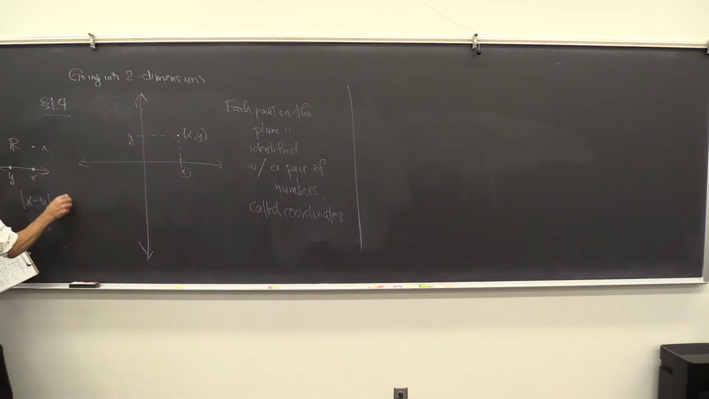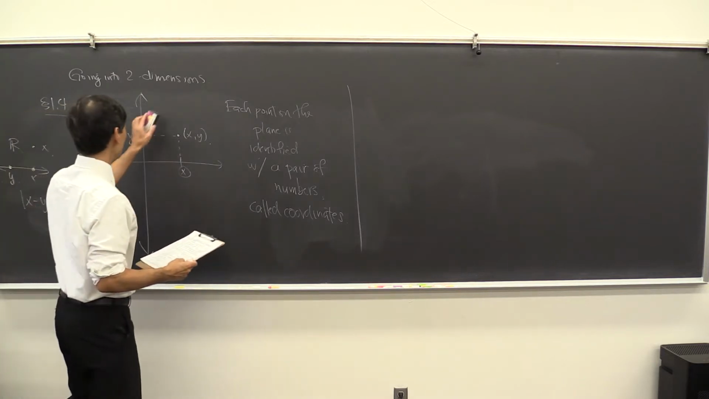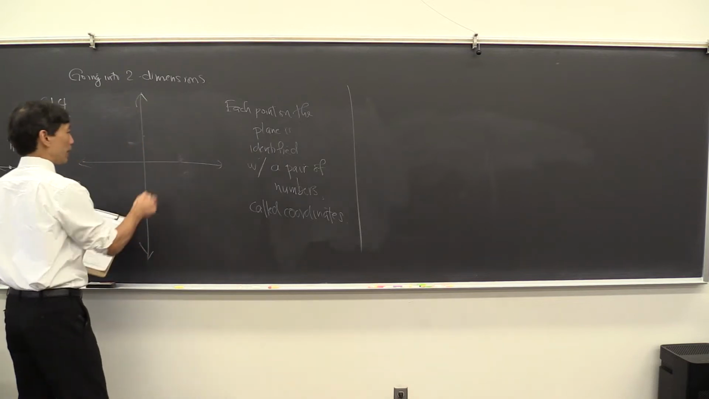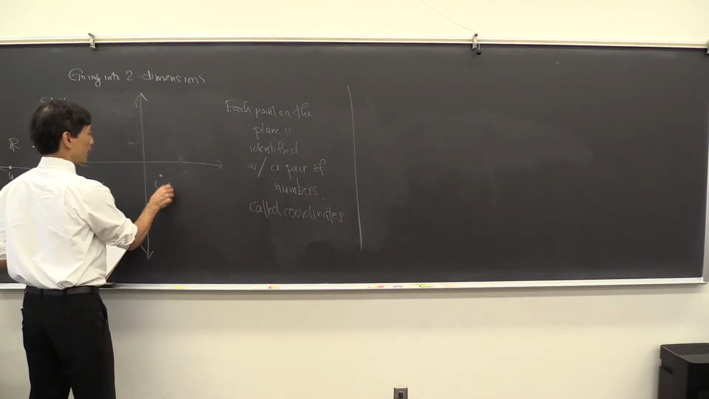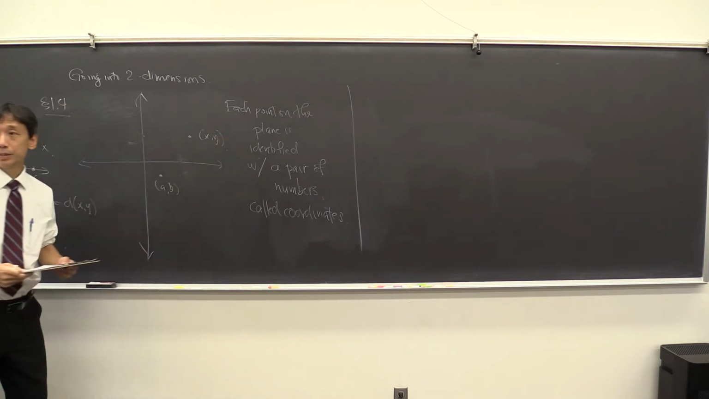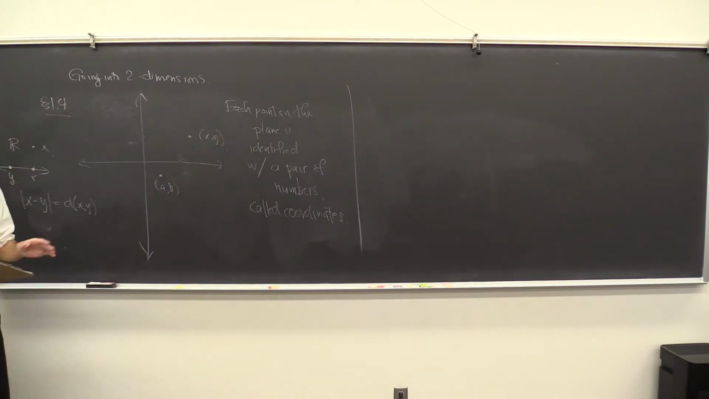So this, recall, was the distance between x and y, right? And in the plane, there's a distance formula, right? So if we have (a, b) here and (x, y) here, what's the distance formula between 2 points in the plane? Can anybody tell me?